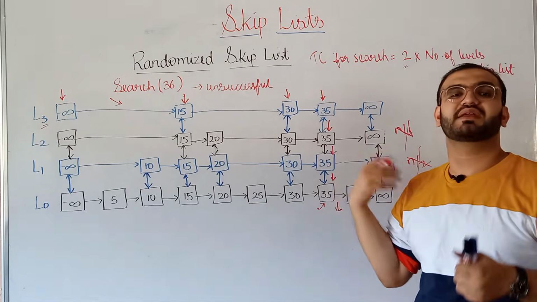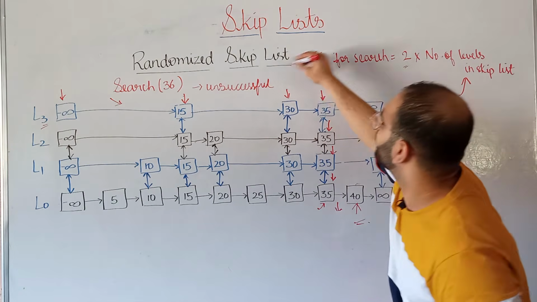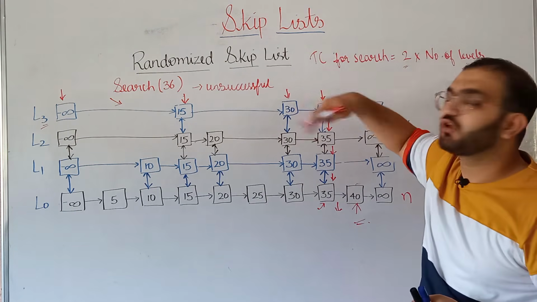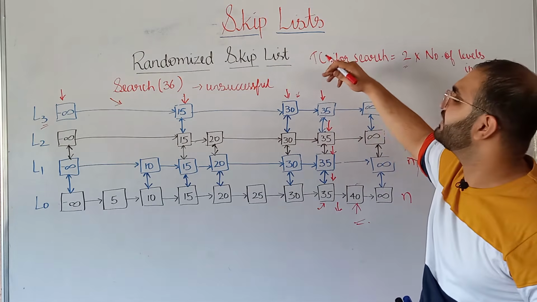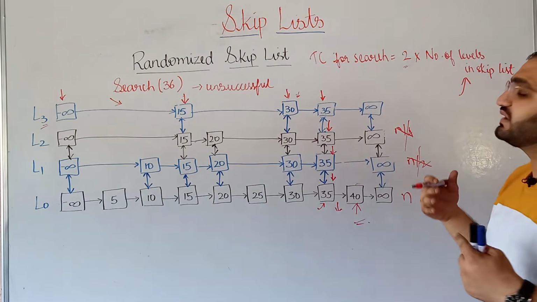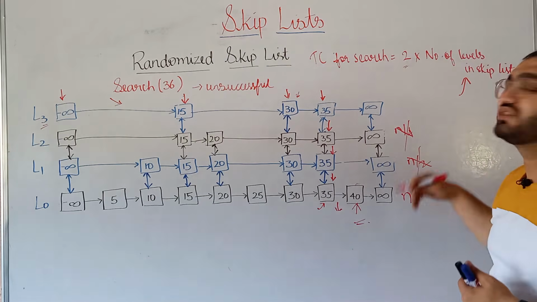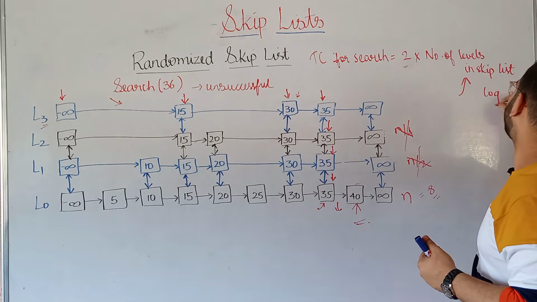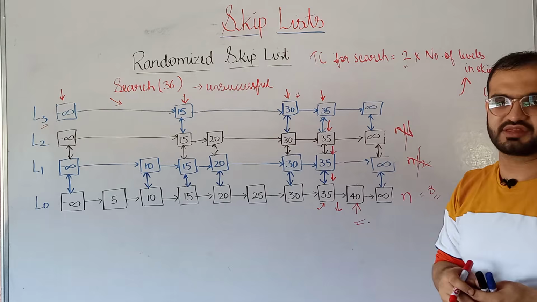The number of levels in a skip list can vary, right? If 30 here was promoted to more levels, up to 10 more levels, there would be 14 levels for the same skip list, with just one element, 30, present from L4 to L14. In that case, the number of levels would be greater than n. Here n is equal to 8, so the number of levels would be greater than n. So we cannot say that the number of levels in the skip list will be equal to log n.